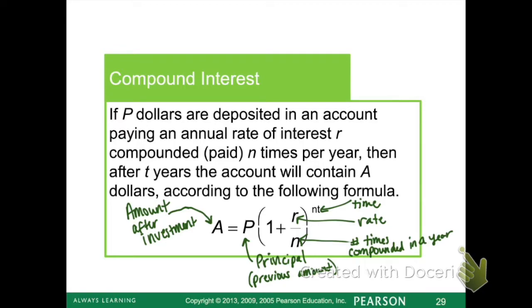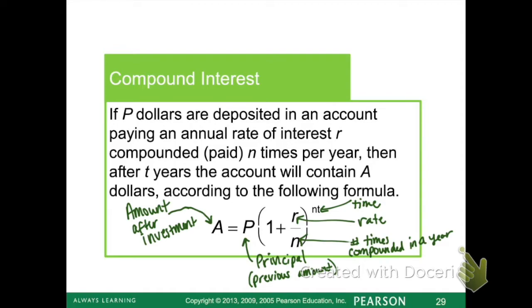It might be helpful to diagram this equation in your notes. A is the amount you have after the investment's over. P is your principal. I believe that my math lab calls that your previous amount. So it's how much you start by investing. R is your rate. You're going to be given a percent. Make sure you turn it into a decimal. T is time, and n is the number of times compounded in a year.